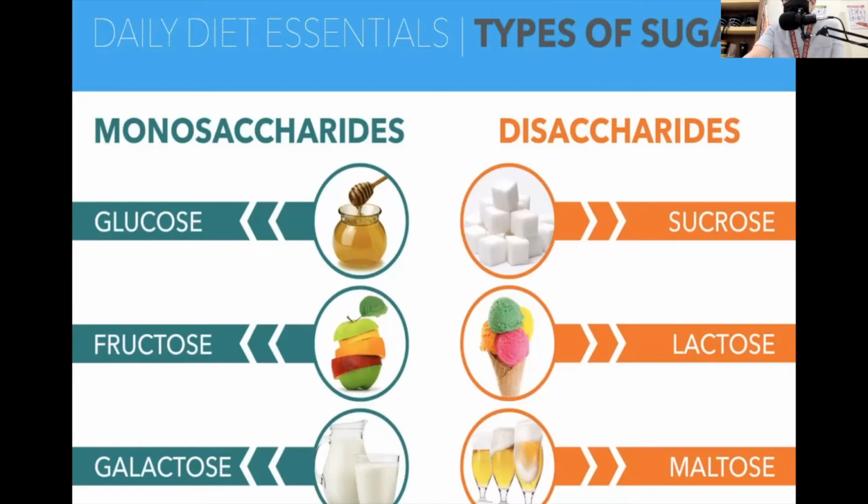Okay. So disaccharide, again, is a combination. When you say maltose, this is an example, a combination of 2 glucose. Lactose, an example is ice cream, a combination of galactose and glucose. Sucrose is a combination of fructose and glucose.